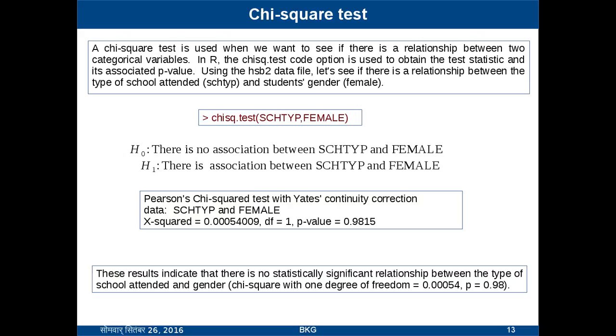So our calculated value of the chi-square test statistic is 0.005, which is very small, with a high corresponding probability value, that is 0.98. So the result indicates that there is no statistically significant relationship between the type of school attended and the gender of the respondent.